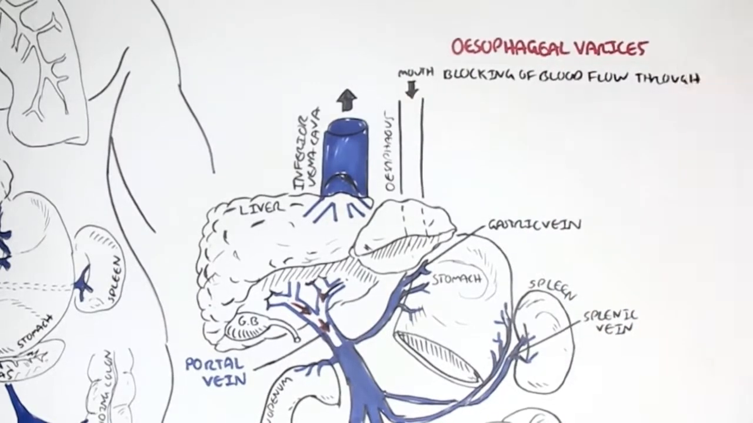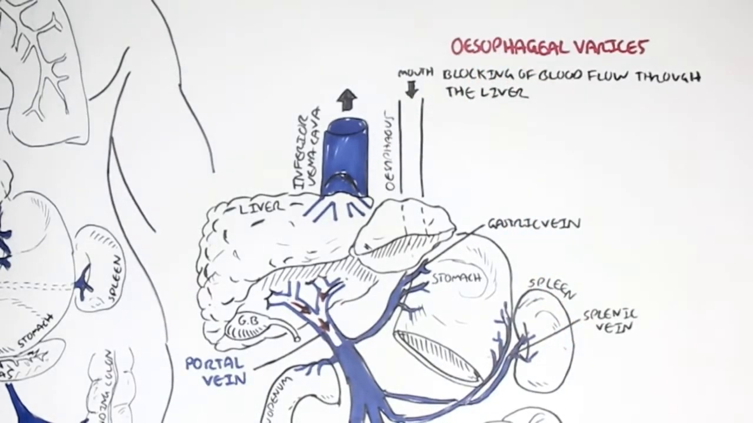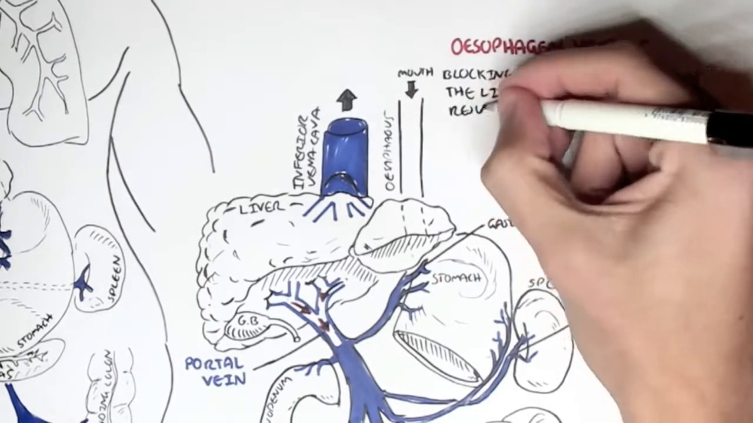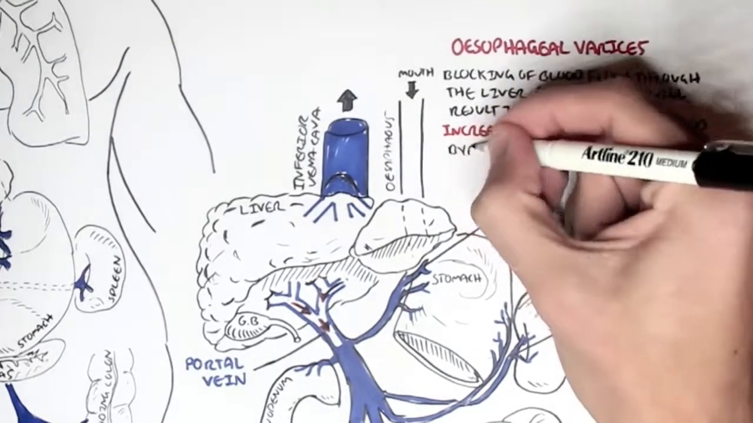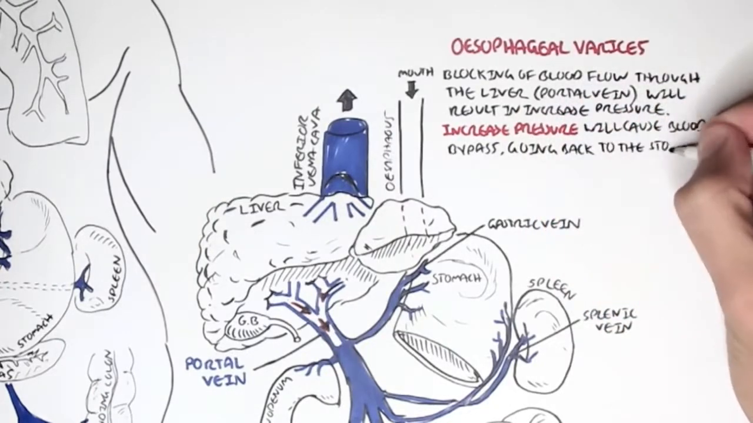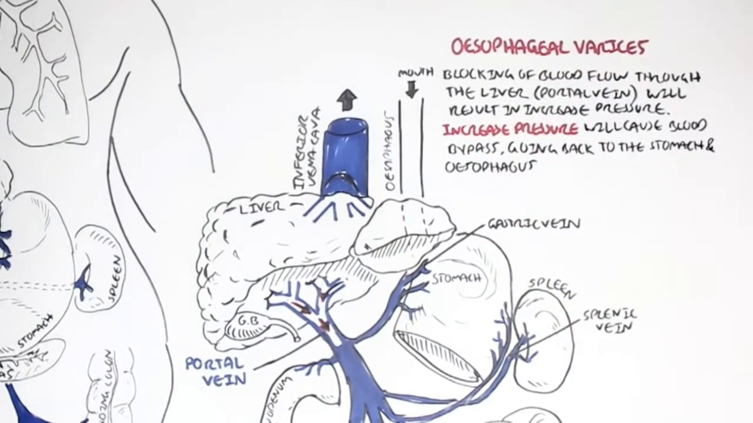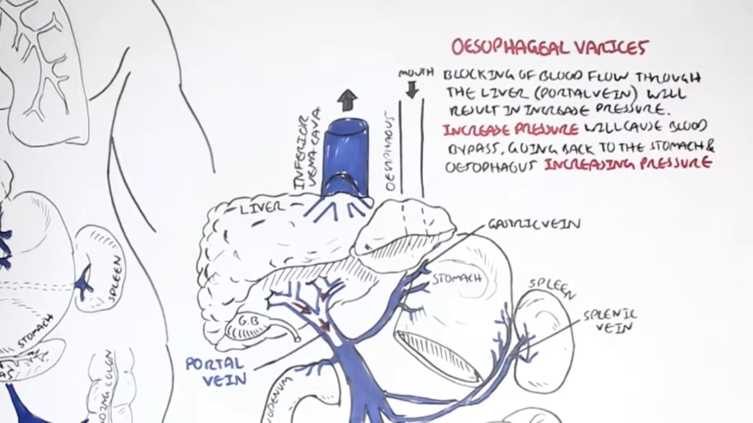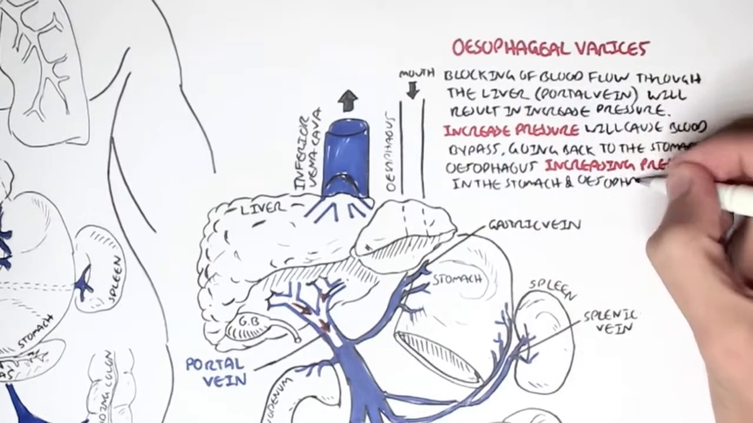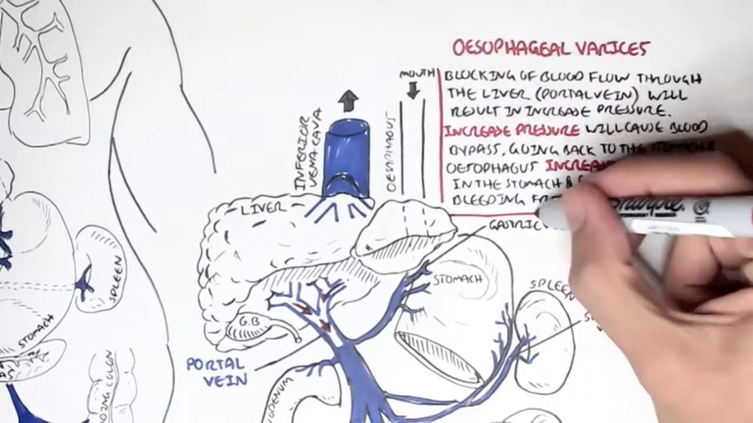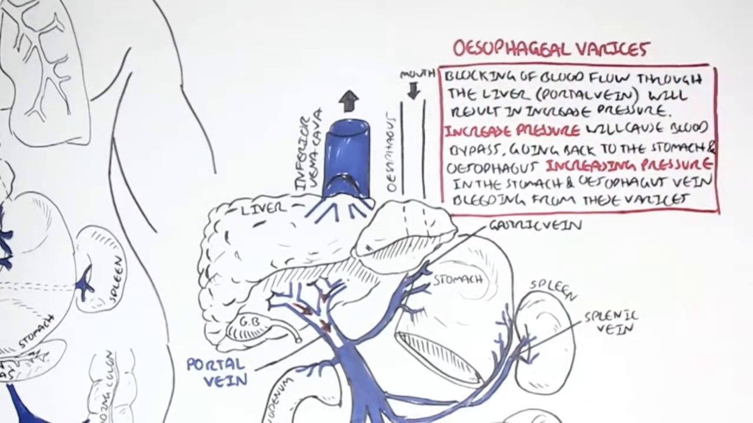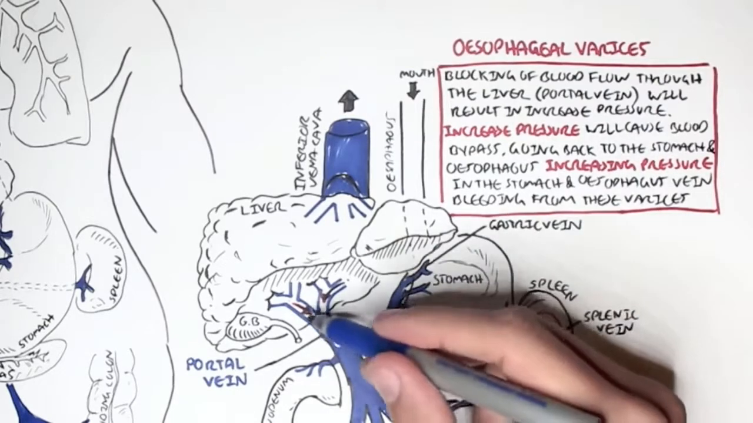Esophageal varices is caused by portal hypertension when we have blocking of blood flow through the liver, through the portal vein. And this will result in increased pressure in the portal vein. The increased pressure will cause blood to bypass and go backwards back towards the stomach and esophagus. So back towards the esophagus and gastric vein, which will result in increase in pressure there. The increase in pressure will cause varices, esophageal varices, and we can have bleeding from these varices, which can be very serious.